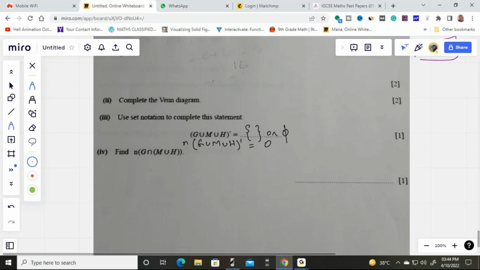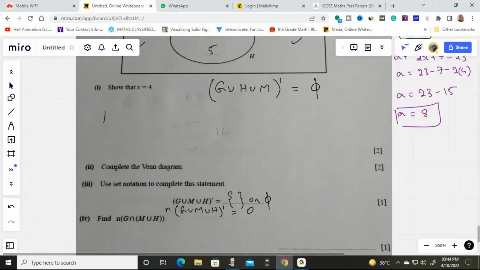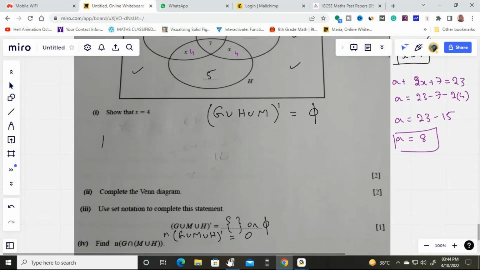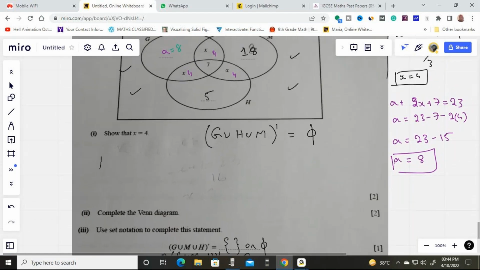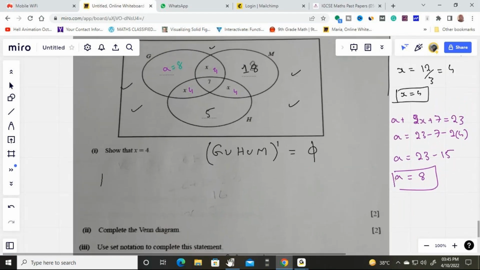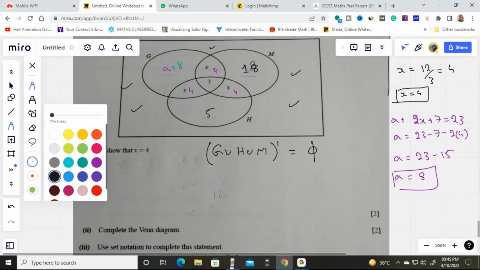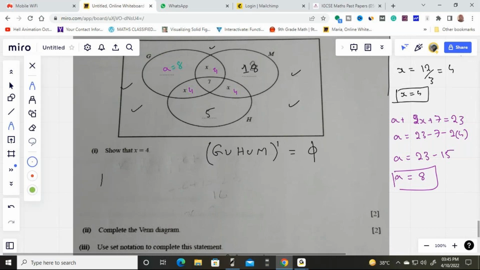You need to find out the cardinality of G intersection of M union H. You need to see the region that defines this set notation, G intersection M union H. Now what you need to do is talk about your M union H. M union H is actually these two circles of M and H completely. I can use a different color just to highlight this, just to get an idea. So you see this full thing is M union H.